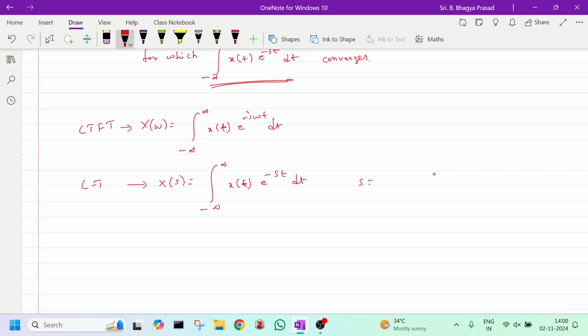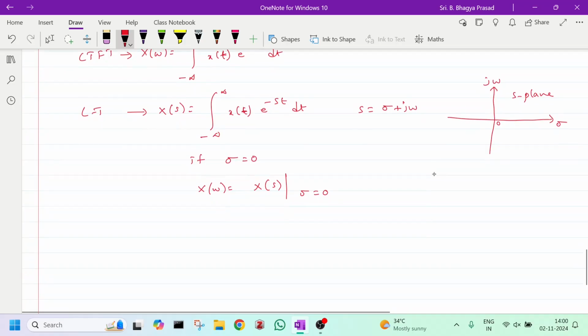And here you know that s is sigma plus j omega. We are plotting the s values on the s plane, and this is the sigma axis and this is the j omega axis. So this is the s plane and this is the origin. And if you observe here, if you make sigma equal to 0, then X of s will be nothing but your continuous time Fourier transform. That is, X of omega is X of s where sigma is 0.